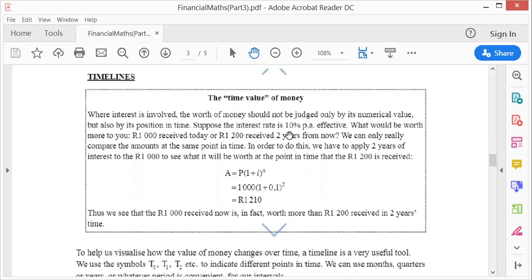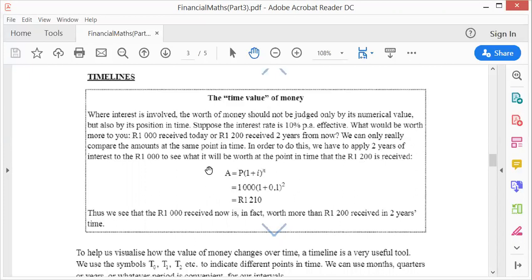Suppose the interest rate is 10% per annum effective. What would be worth more to you: 1,000 received today or 1,200 received 2 years from now? We can only really compare the amounts at the same point in time. In order to do this, we have to apply 2 years of interest to the 1,000 rand to see what it will be worth at the point in time that the 1,000 was received.